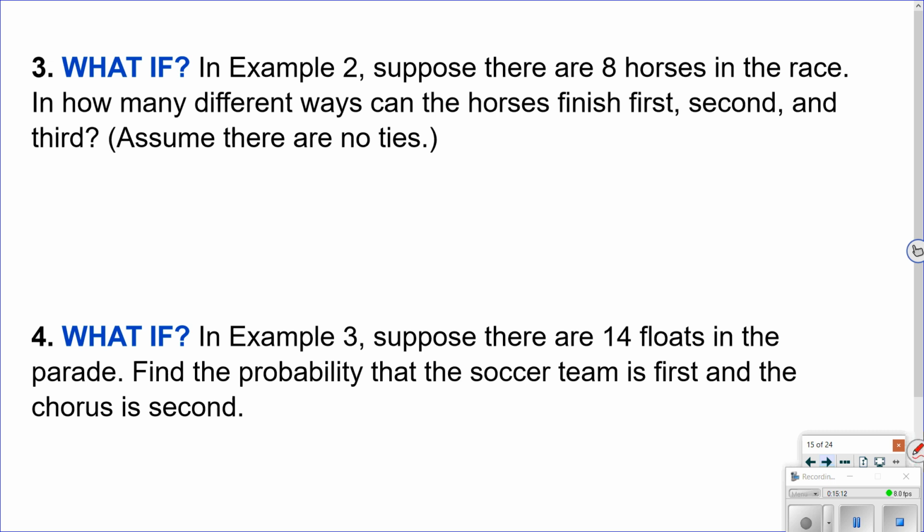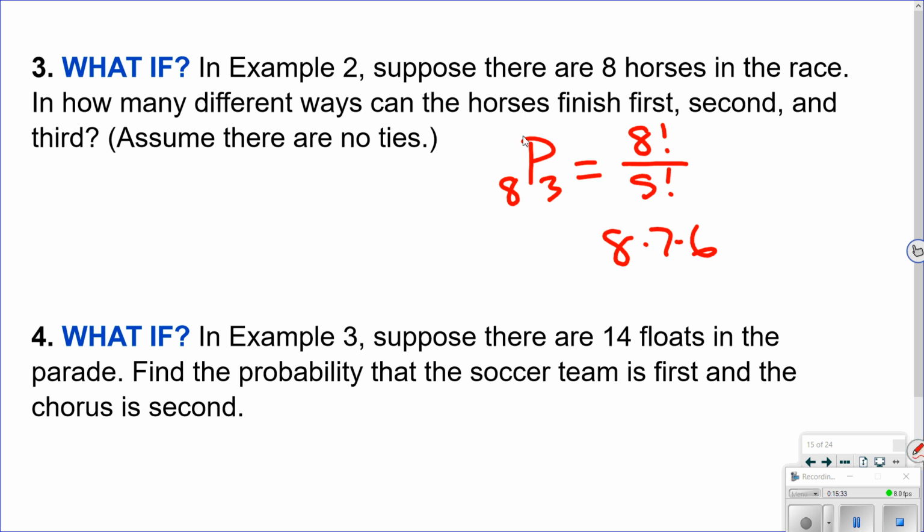So example 2 says suppose there's 8 horses in the race. How many different ways could the horses finish first, second, and third? The only difference there is, again, order matters, but there's 8 horses to choose from, and you're choosing 3. So that would just be 8 factorial over 5 factorial. It's going to end up being 8 times 7 times 6.